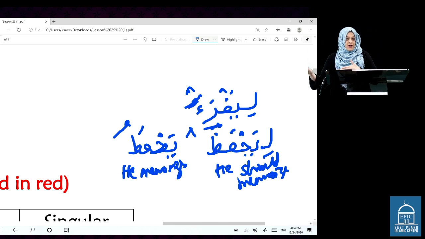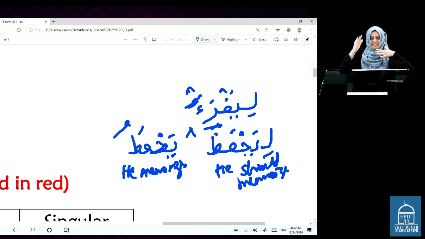Li tahfaz. She should memorize. Li tahfazi. You should memorize, female, right? When you apply it to tahfazina. So that's basically how it works. You just have to memorize the meaning of li.